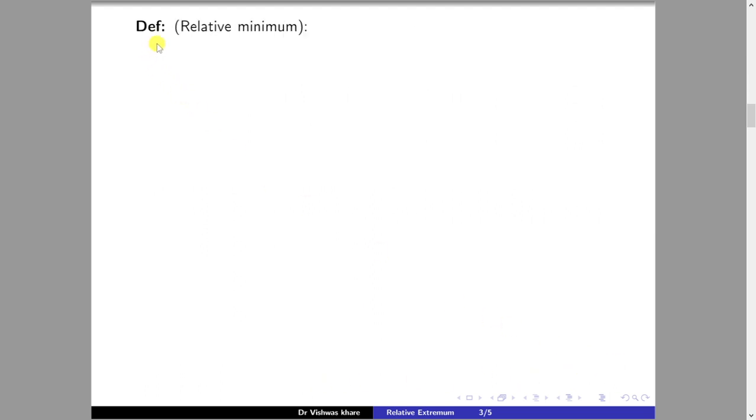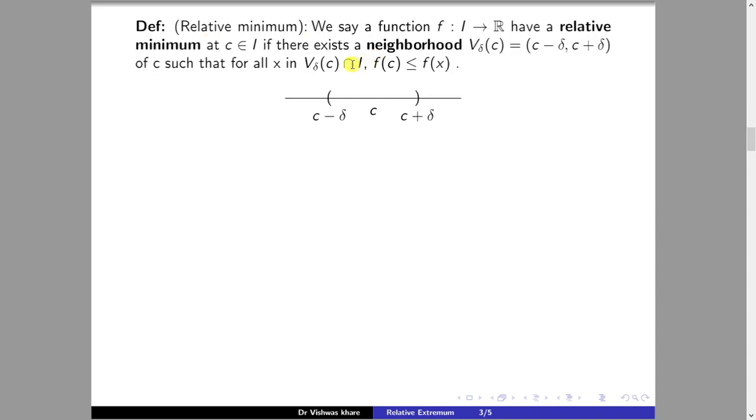Now let us talk about the definition of relative minimum. We say a function f from I to R has a relative minimum at c belonging to I if there exists a neighborhood V_delta(c) of c such that for all x in V_delta(c) intersection I, f(c) is less than or equal to f(x). That is, f has a relative minimum at c if we can find a neighborhood in which, for all points x in that neighborhood and the interval, f has its minimum value at c compared to all other values.